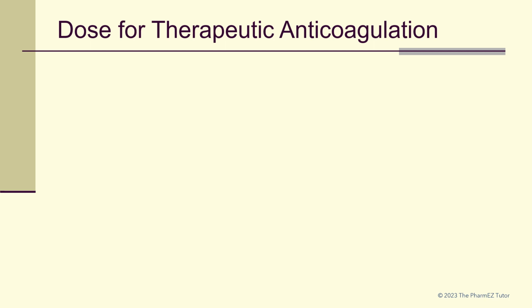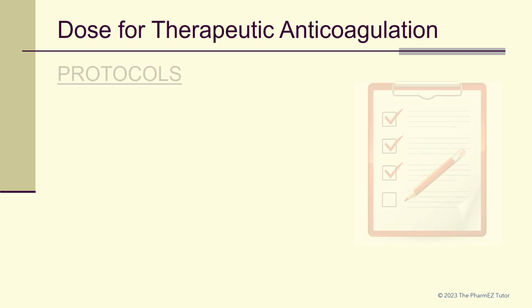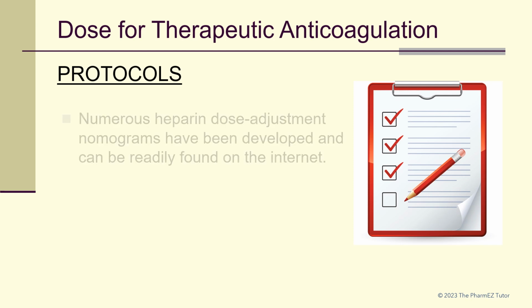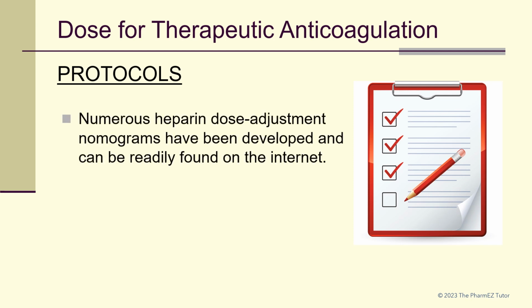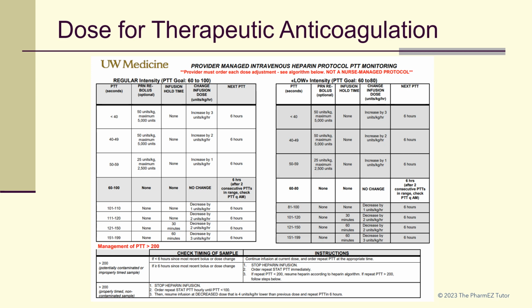How do we determine how much we need to adjust the heparin infusion rate? We will usually follow a heparin protocol. Numerous heparin dose adjustment nomograms have been developed and can be readily found on the internet. Here's a good example of a heparin protocol that I selected off of the internet from the University of Washington. You can see that the protocol has both a regular intensity and a low intensity protocol. Today we're just going to be focusing on the regular intensity protocol that has an aPTT goal of 60 to 100 seconds.